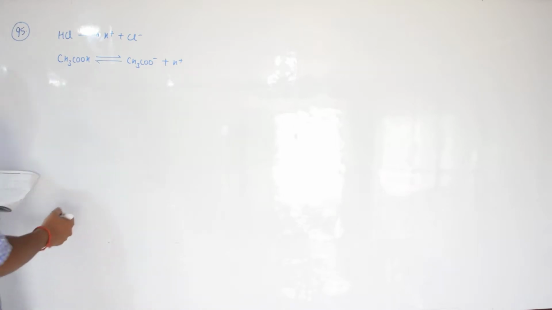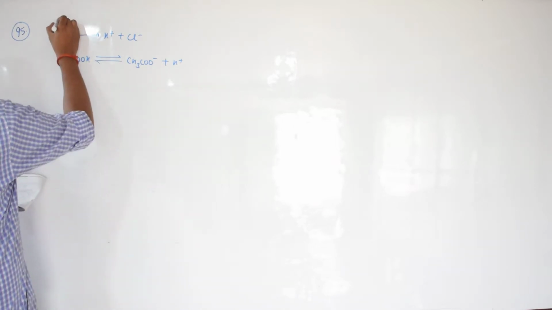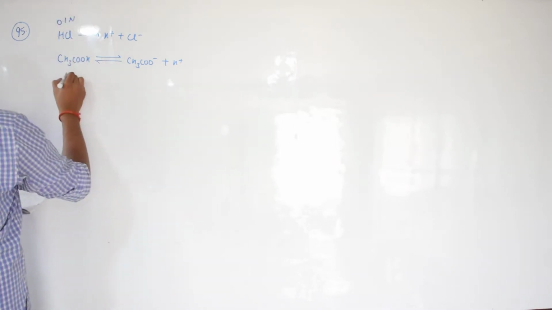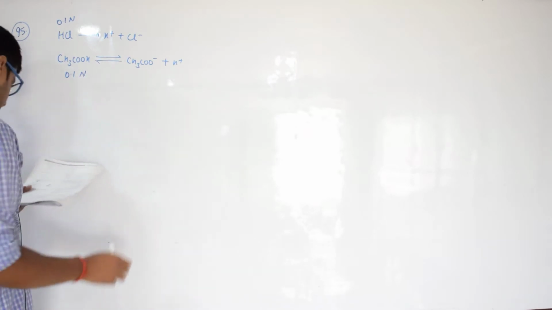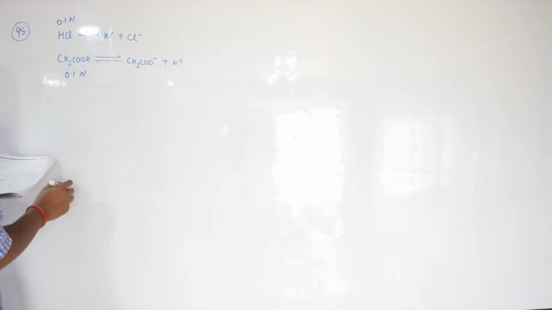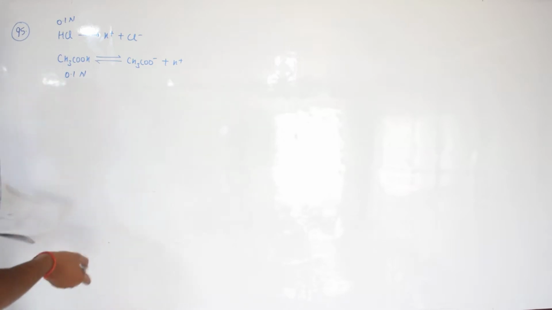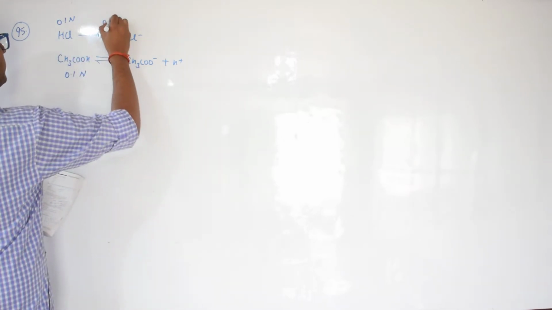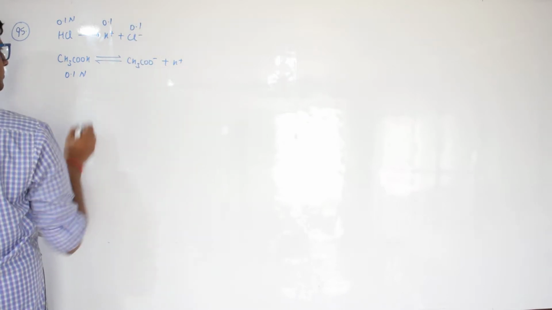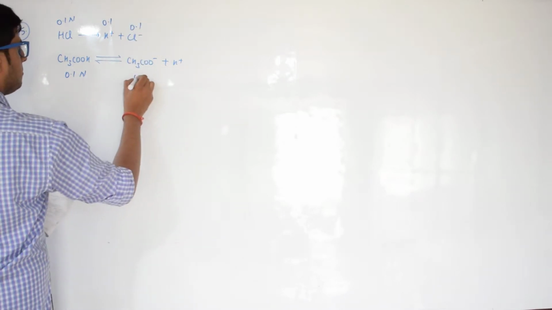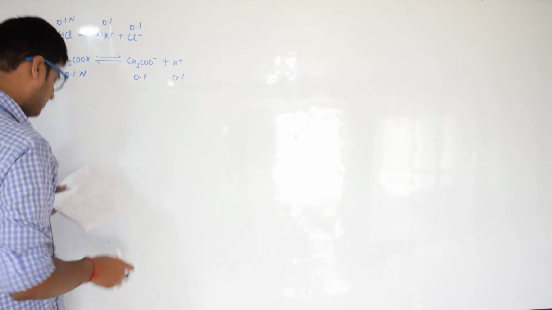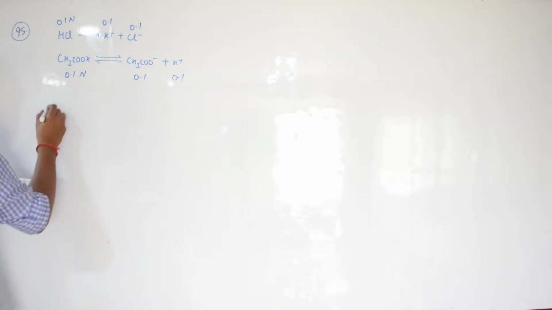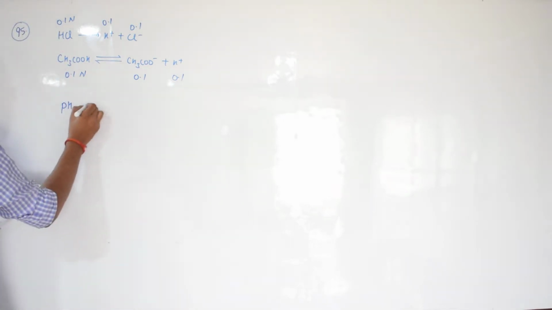So, we have a 0.1 normal solution of HCl and 0.1 normal solution of acetic acid. So, the pH will be calculated from the concentration of both the ions. If this is 0.1 normal, this would be equal to 0.1, and this would be equal to 0.1, so the pH of the solution would be equal to 1.